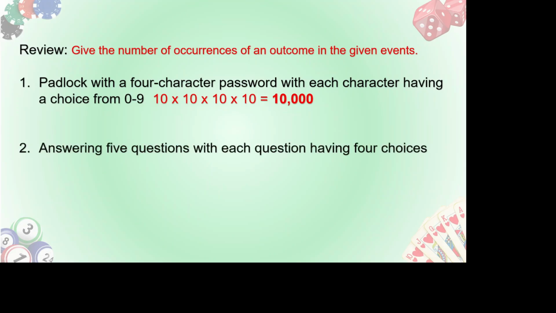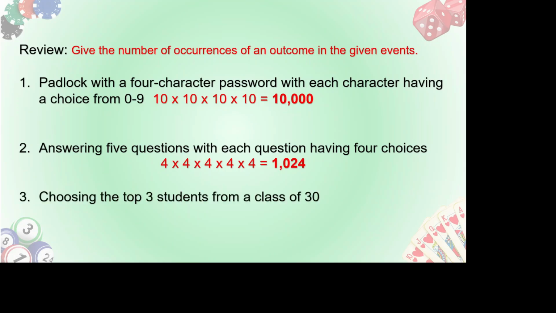Now let's have number two. Answering 5 questions with each question having 4 choices. If you answered 1024, then you are correct. Because again, there are 5 events since there are 5 questions. And then each event has 4 possible outcomes because there are 4 choices. So 4 times 4 times 4 times 4 times 4 equals 1024.